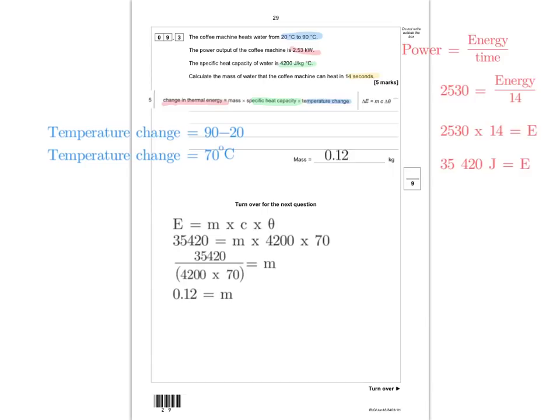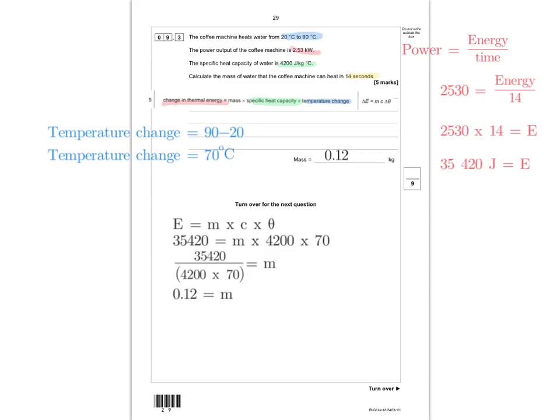Now that I've substituted those numbers into the equation, you can see that we've used the equation energy is mass times specific heat capacity multiplied by temperature change. And we've done 35,420 is equal to mass times 4,200 times 70. We've taken the 4,200 times 70 over here to get 35,420 divided by 4,200 multiplied by 70. And if you put that into a calculator, you get an answer of 0.12 kilograms.